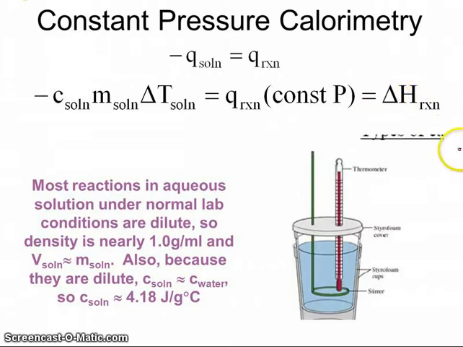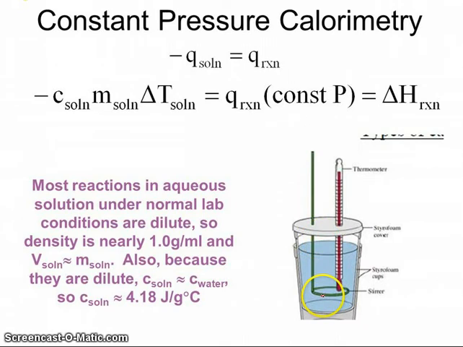And here's a nice diagram of your standard coffee cup calorimeter. They're using a styrofoam cup. Inside a styrofoam cup for insulation, they have a thermometer for measuring the temperature change in the water, which we're using as the surroundings, and a stirring stick to constantly keep the heat flow uniform so that we don't have hot pockets or cold pockets in the system.